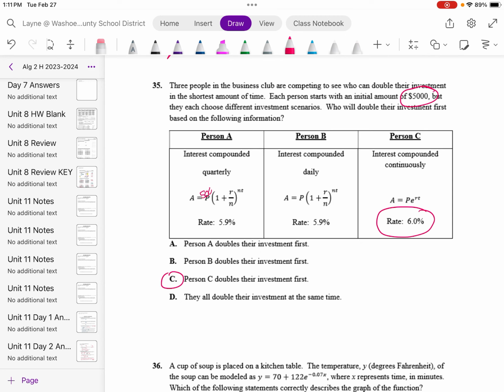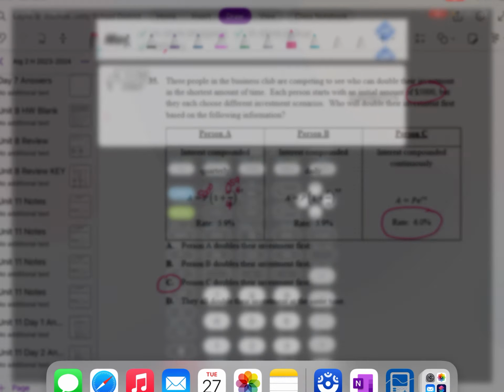This will be 5,000. And then the rate is 0.059 because you move the decimal over 2. If we're compounding quarterly, that means 4 times per year. So your N value is going to be 4. And we don't know the T value yet. So we're going to plug this into our calculator.